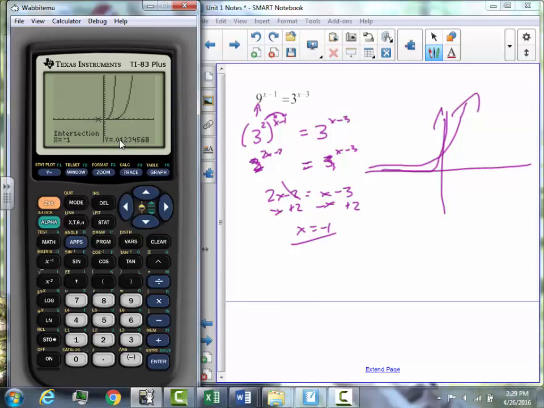Quick thought here. Does that y value matter to us? No. Because what are we solving for? X. Yeah. Hey, you got minus 1. Yeah, I forgot that one. Put it right there.